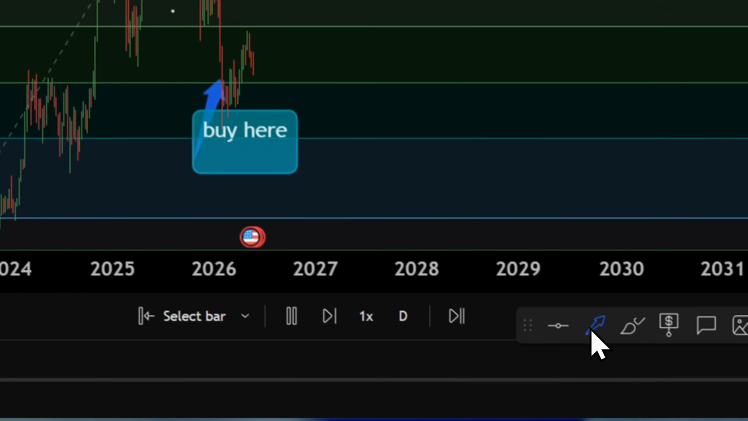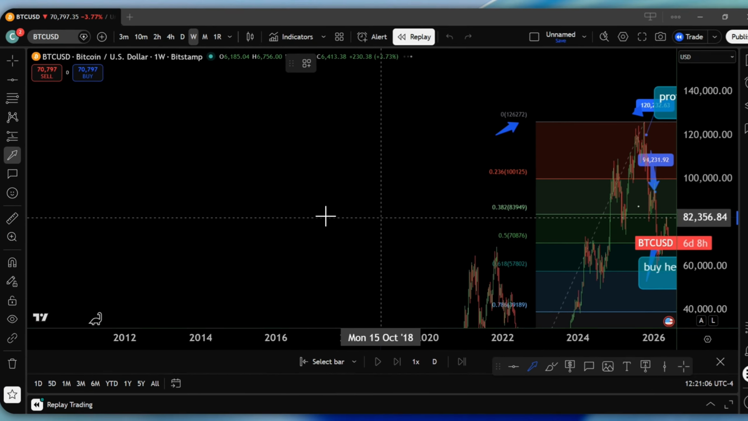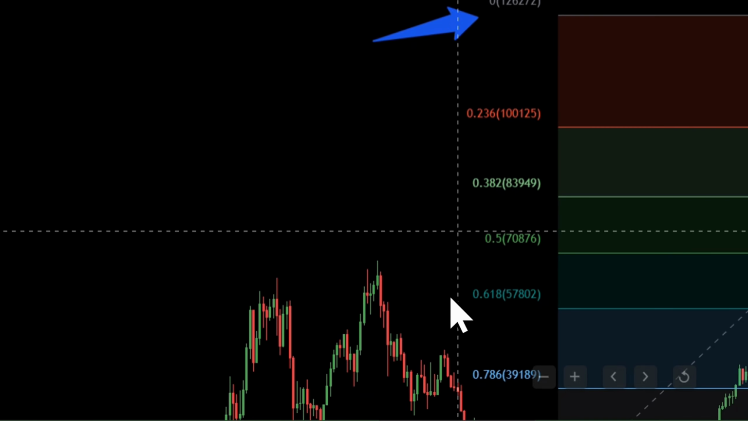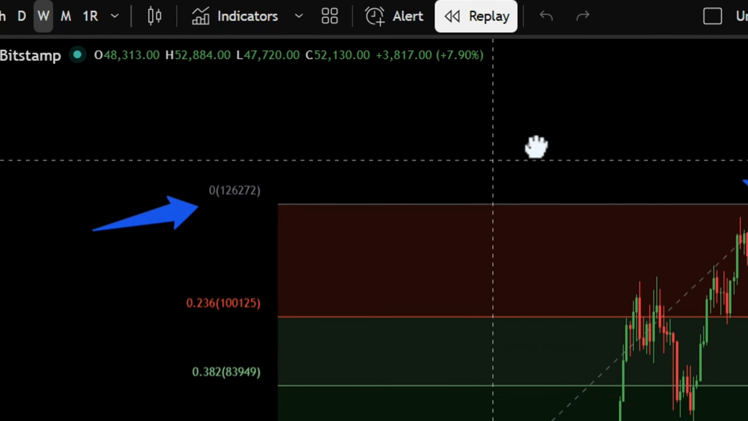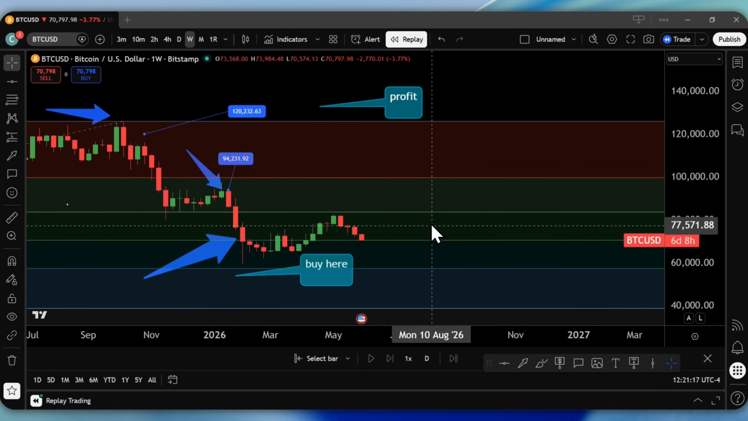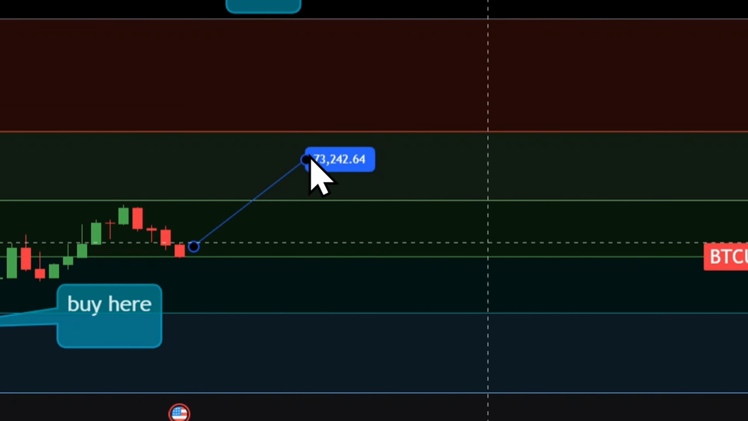Just remember one thing: the tool is not a trading strategy. It's a decision support tool. Use it alongside other forms of analysis. Look for confirmation. And always manage risk properly. If you do that, this indicator can become a very useful part of your charting process.